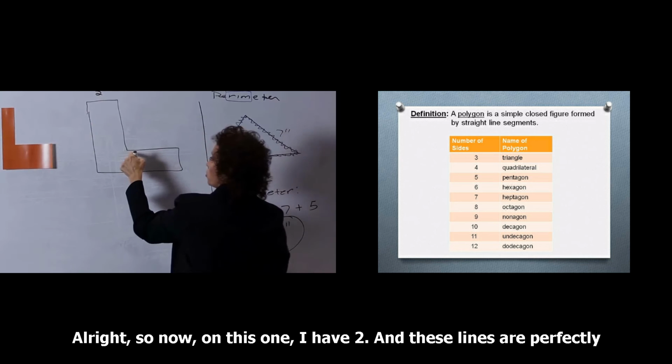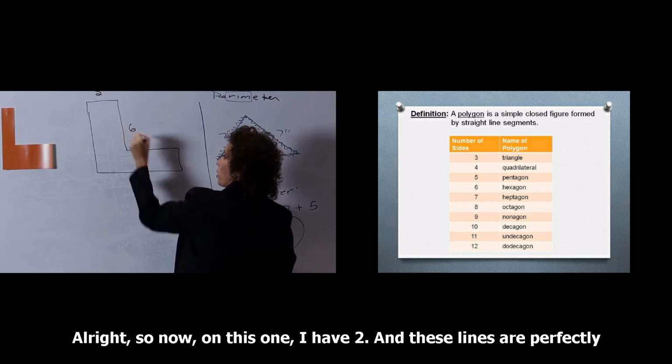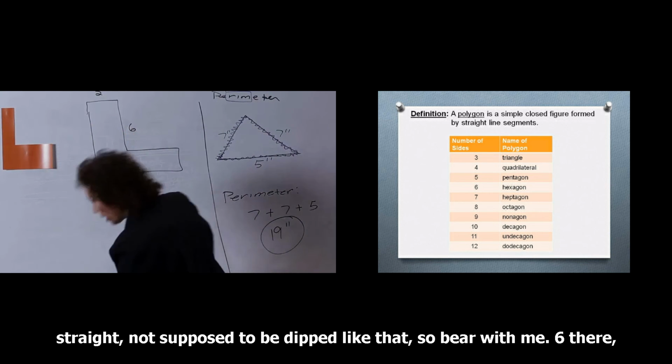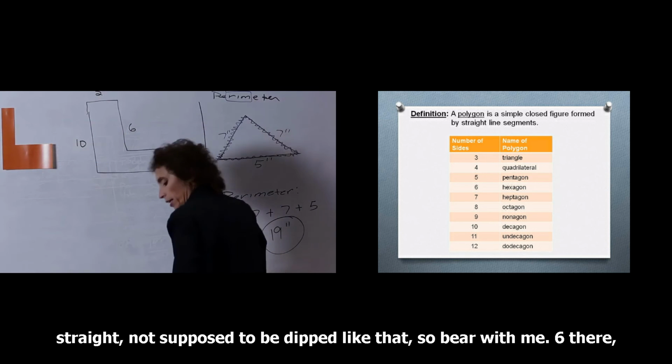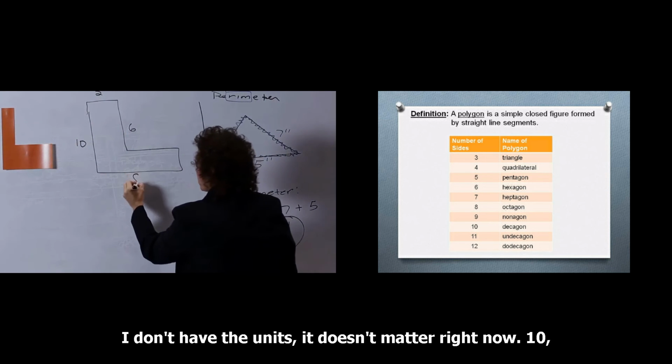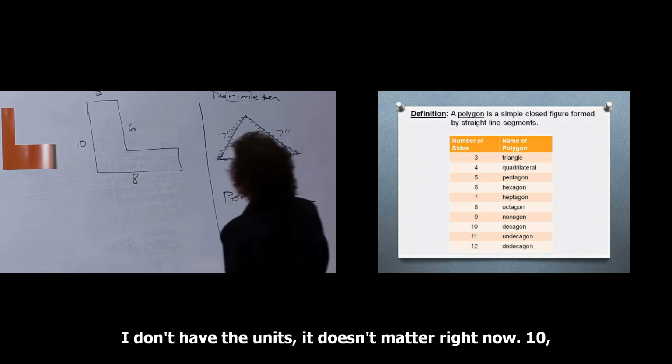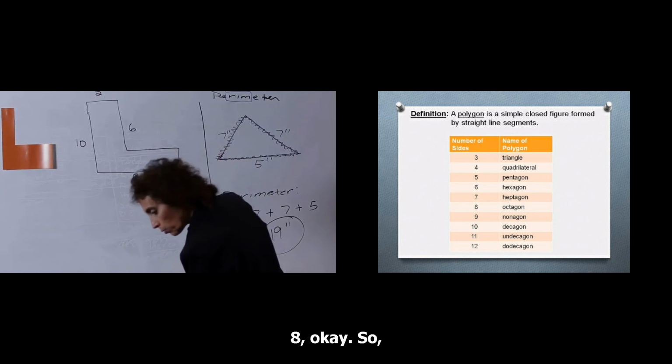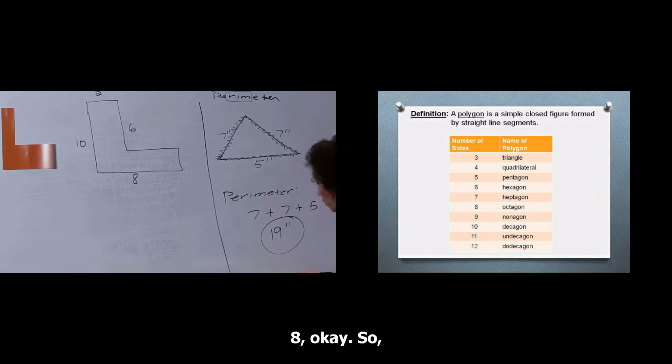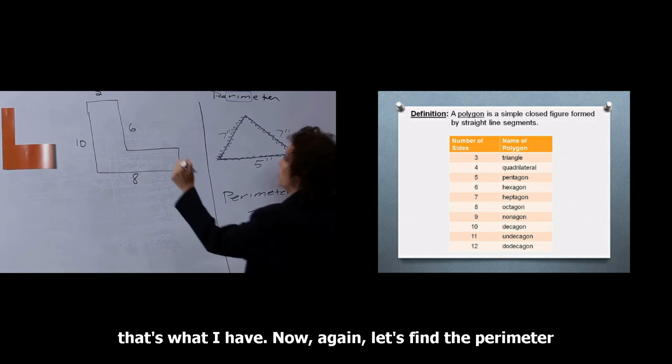All right, so now on this one I have 2. And these lines are perfectly straight, not supposed to be dipped like that, so bear with me. 6 there. I don't have the units. It doesn't matter right now. 10, 8. Okay. So that was a 6. Okay, so that's what I have.